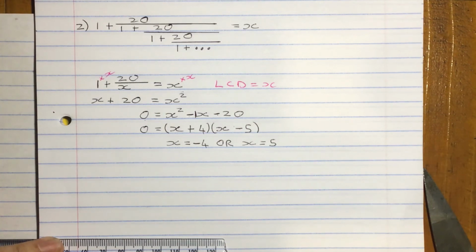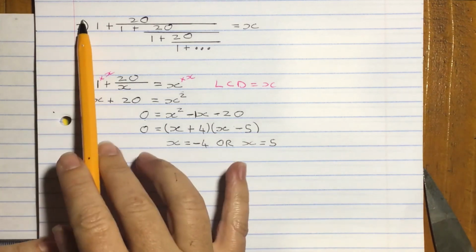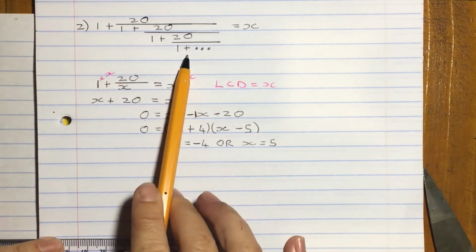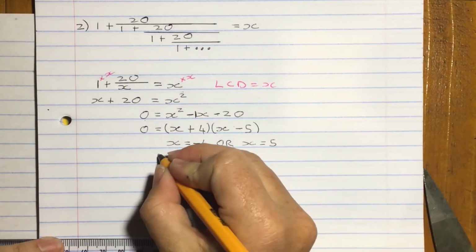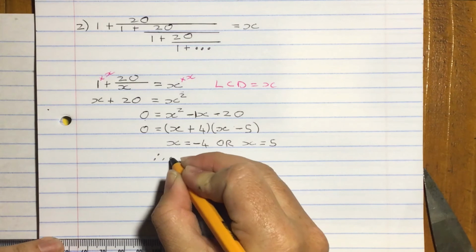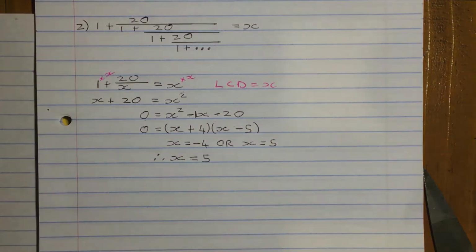And now we look at our answers here, and we say, look at our fraction. Is that going to be a positive or negative fraction? It's a positive fraction, so we can only go with the positive answer. So x is equal to 5.